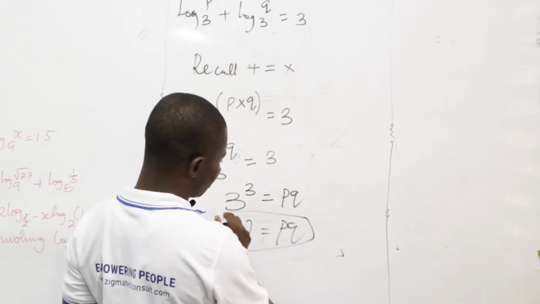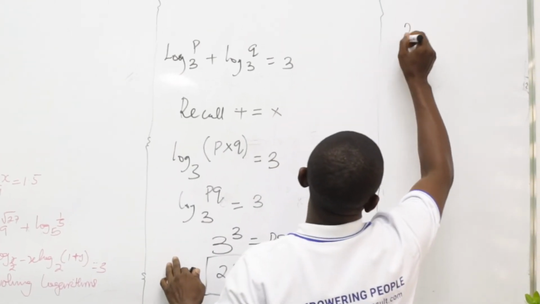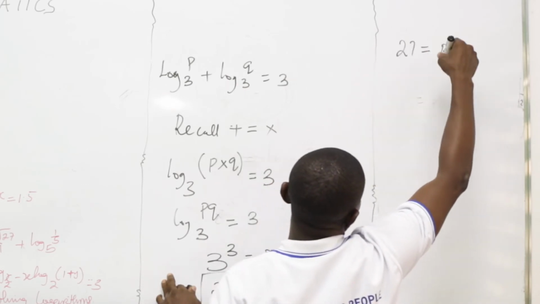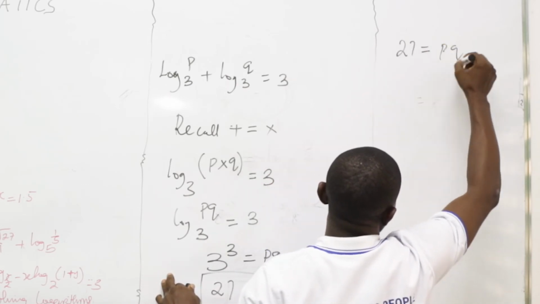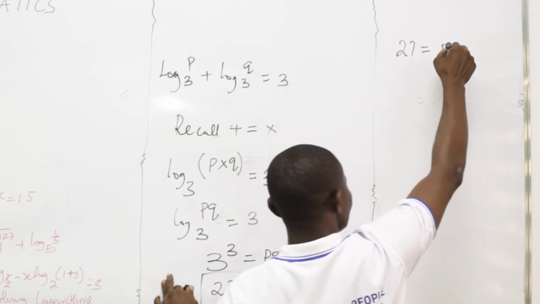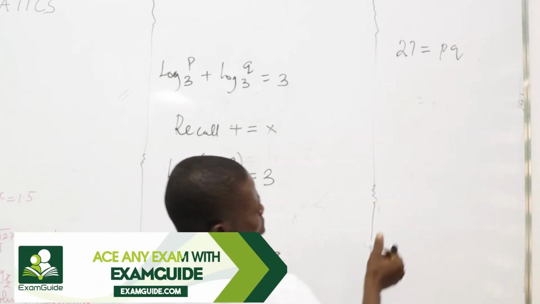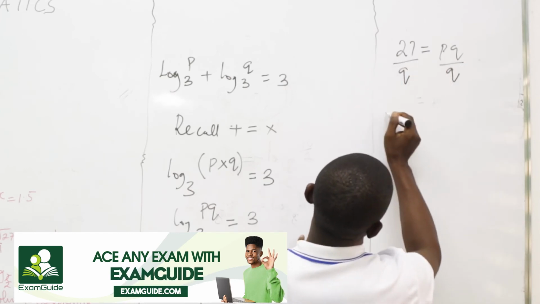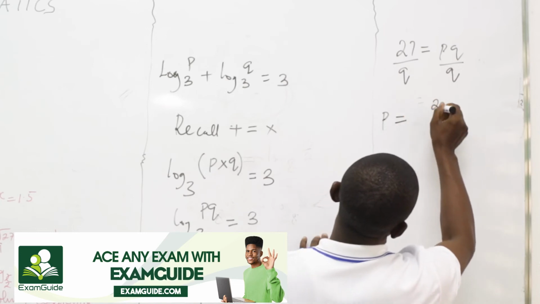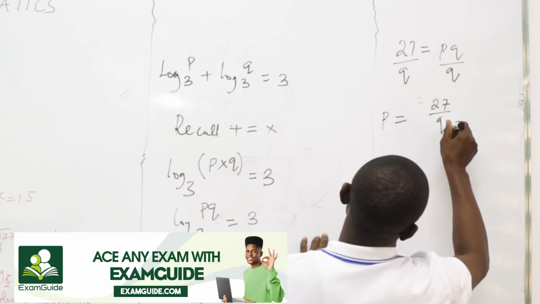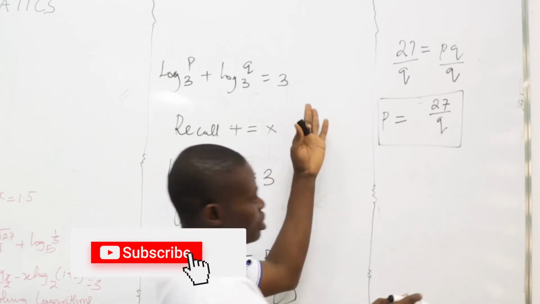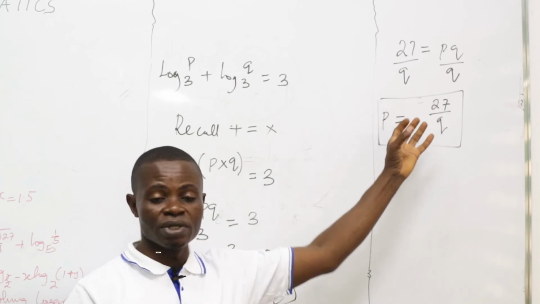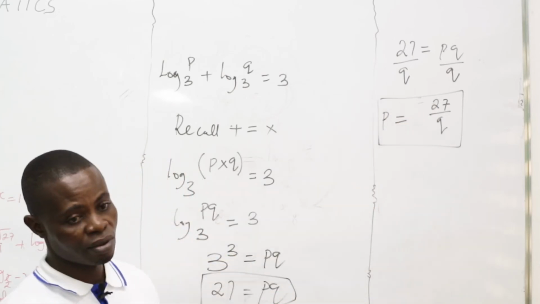Now, for you to make P the subject of the formula, you know 27 equals PQ, it means any alphabet or number attached to P must go down. That is it, by saying divide through by Q. Divide through by Q. Meaning P now equals what? 27 all over Q. This is your answer. You don't need to kill yourself. That is the solution to that question. So P equals 27 all over Q.